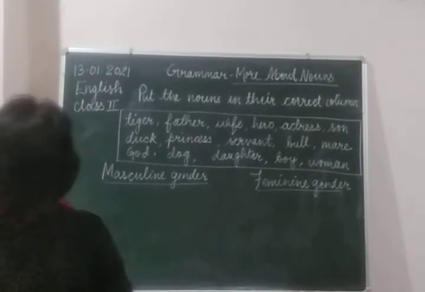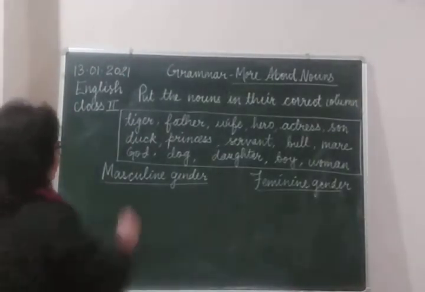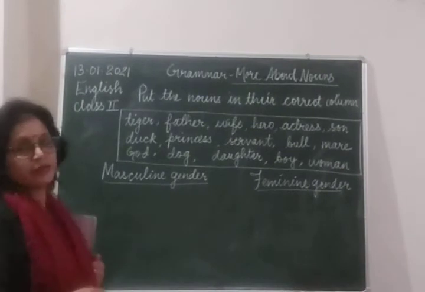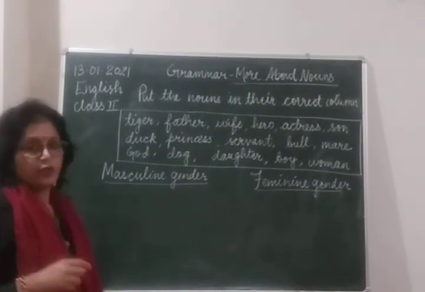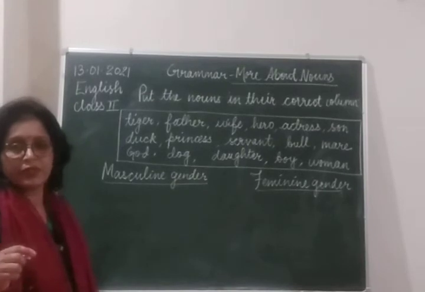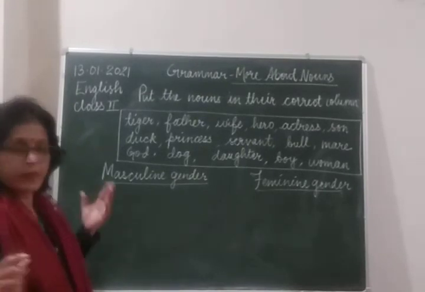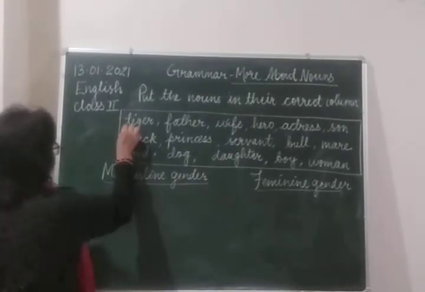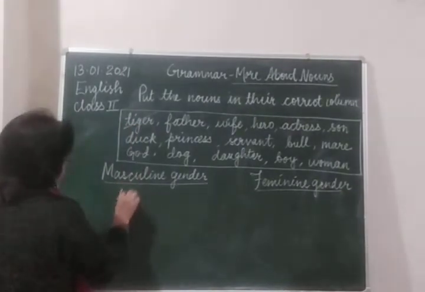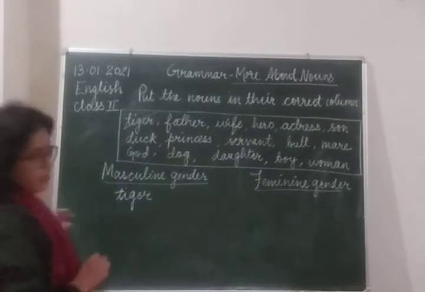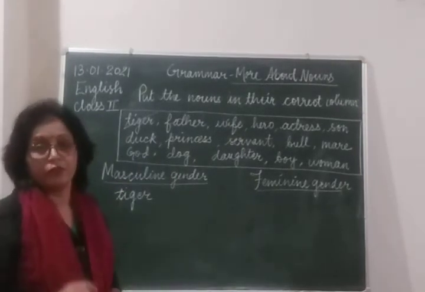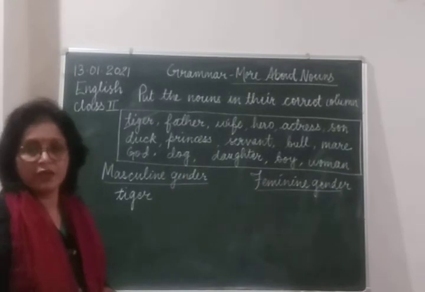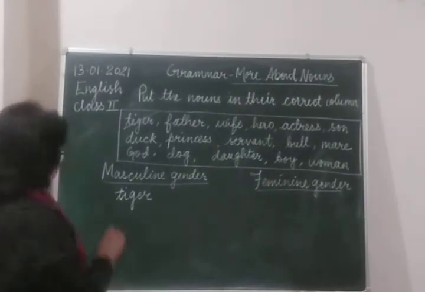Okay, let's do first one. Tiger. Children, tiger. Tiger is a masculine gender or feminine gender? It's a masculine gender. So we will write here tiger. जो होता जाएगा उसको हम cross करते जाएंगे, ठीक है? Next is father. Father again is a masculine gender.